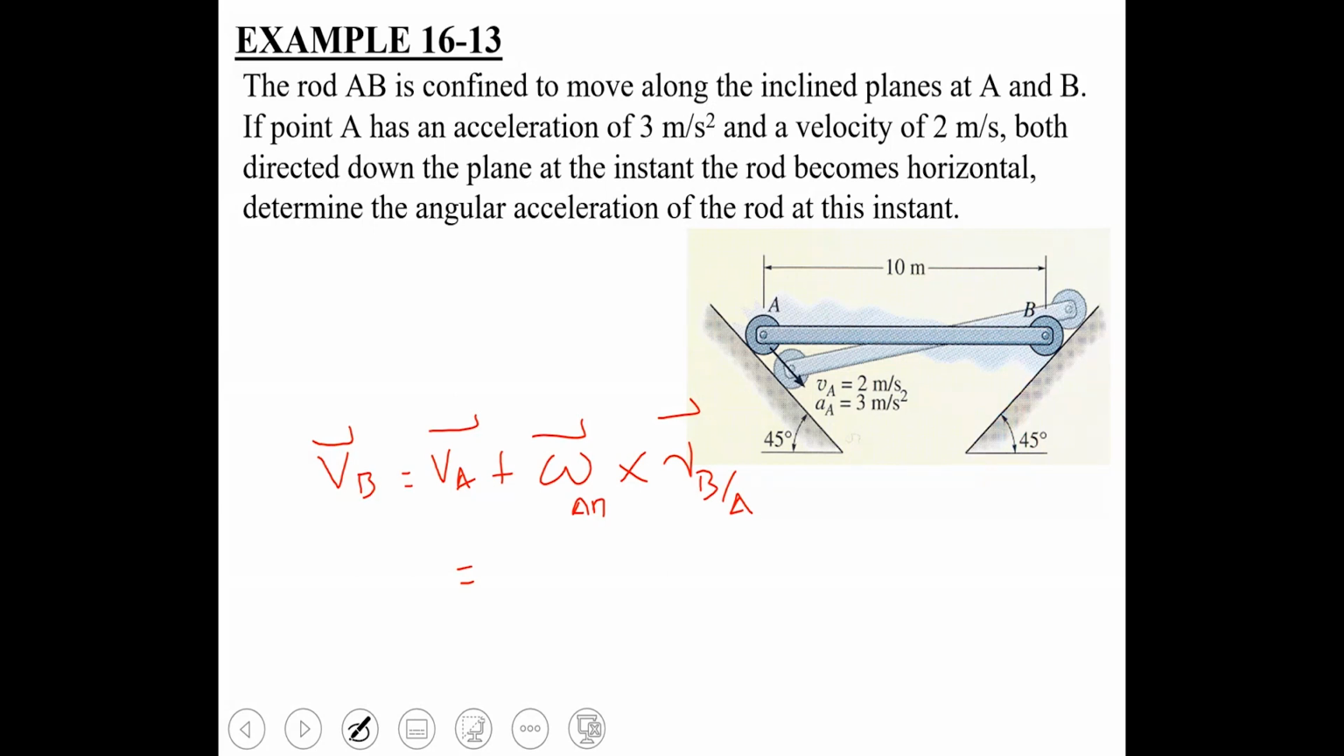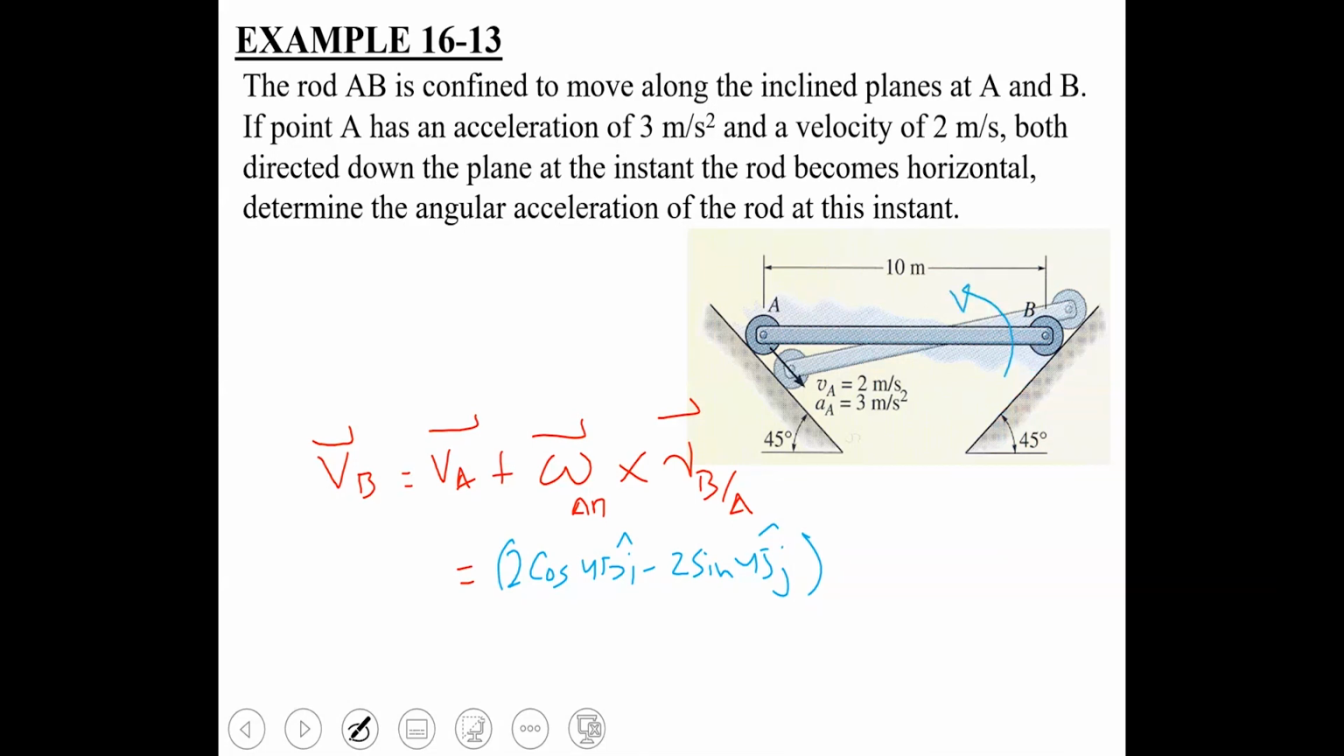Yes, sir. Given as 2 meter per second, but we need to write it in vector form. सर वो 45 डिग्रीज के साथ इसको लगा देंगे. So fourth quadrant है positive x, negative y. So this vector would become 2 cos 45 i minus 2 sin 45 j, isn't it? Yes. Okay, what about omega AB?